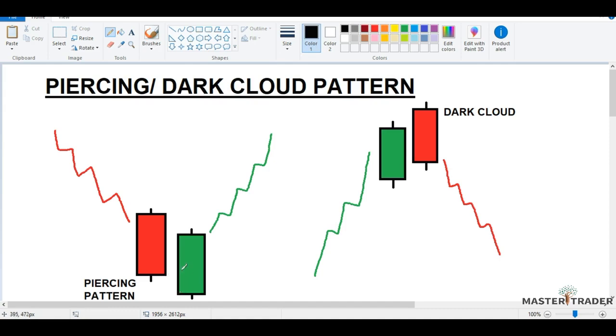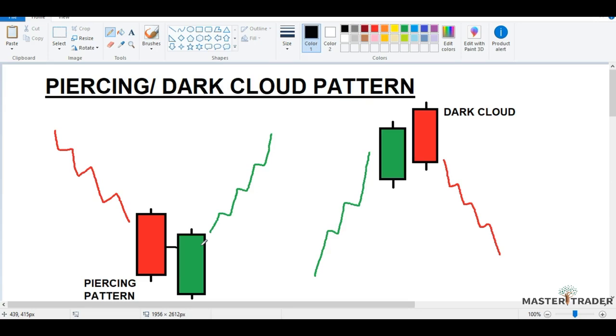And then it comes up and closes above 50% of this previous candle. So if you would say 50% is here, the green candle should close 50% above the previous day's red candle. That is known as a piercing pattern candle.